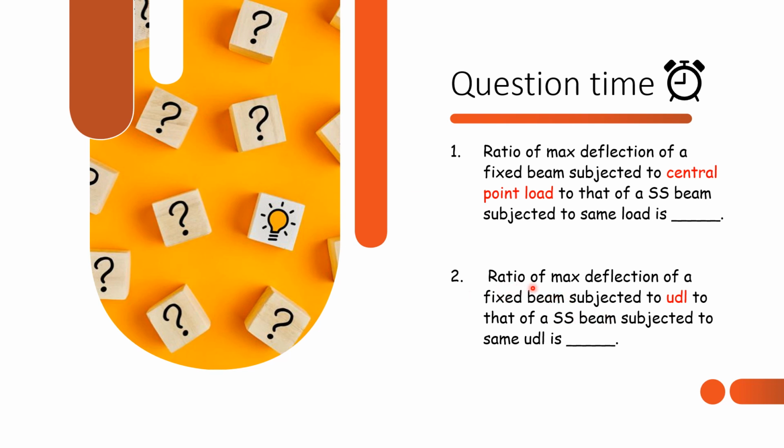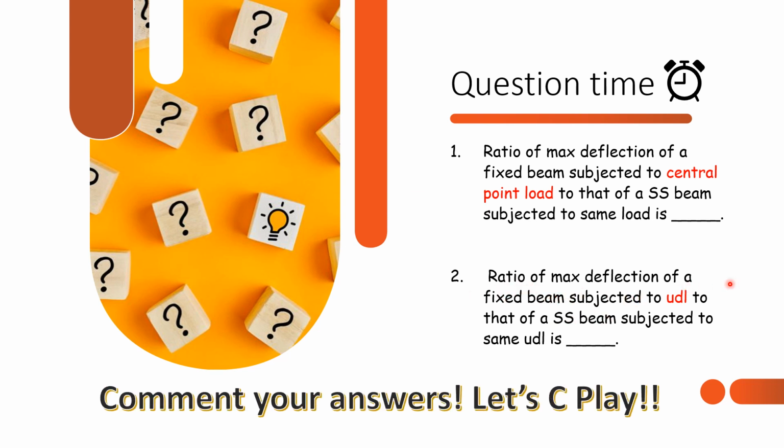And in the same way, we have a second question: the ratio of maximum deflection of a fixed beam subjected to UDL to that of a simply supported beam subjected to the same UDL. So what is that ratio? Please comment your answers in the comment section right now.